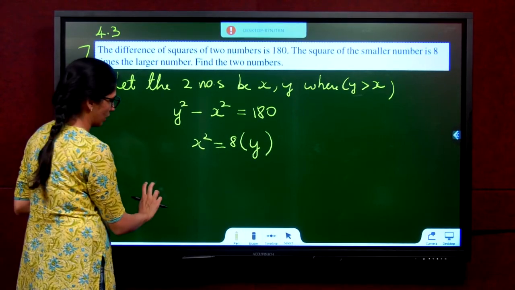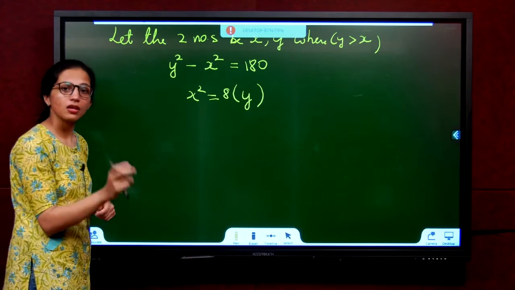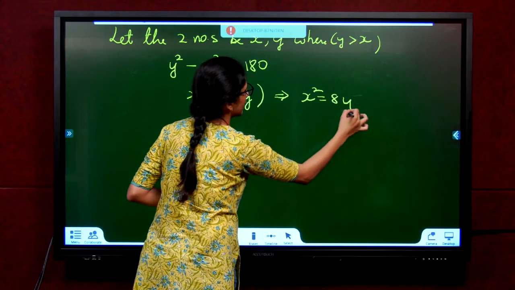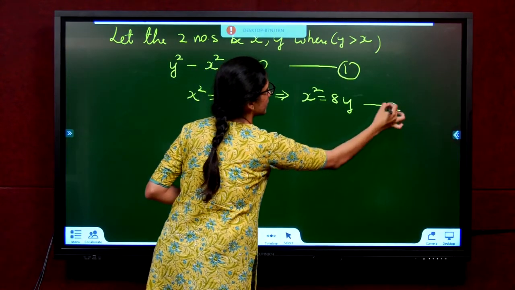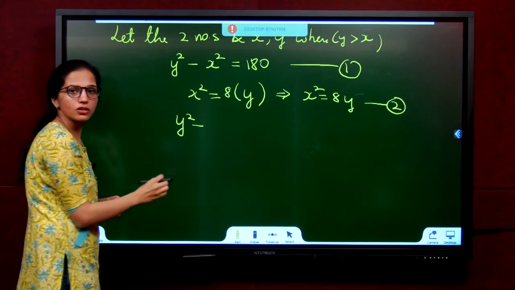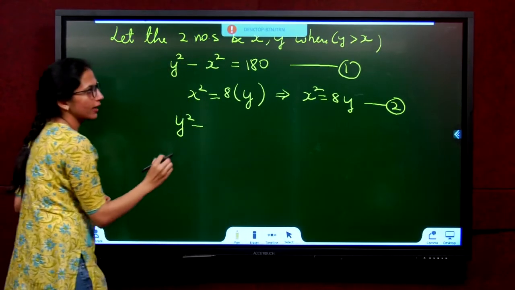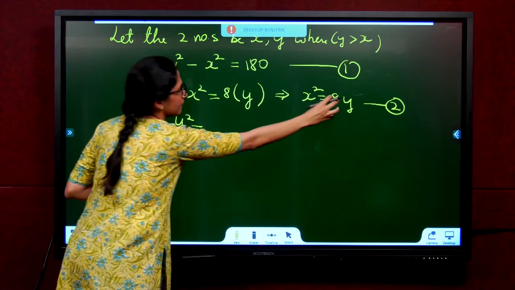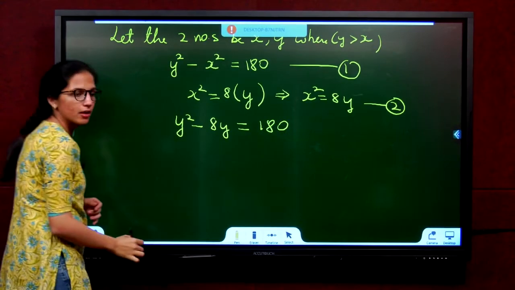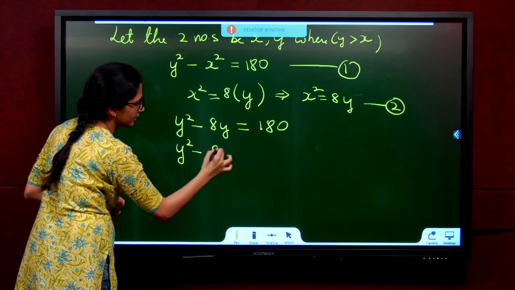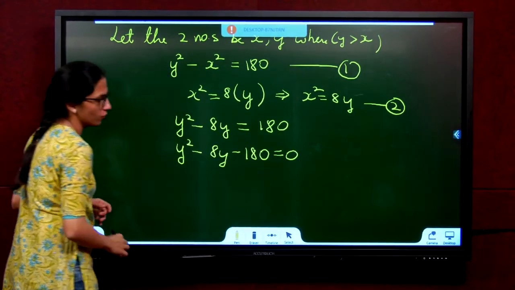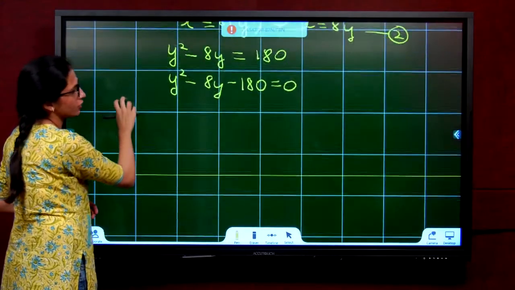How do we solve this question now? Quadratic equation means only one variable. So you have to substitute. This is nothing but x² = 8y. Let's call this equation 1, and this equation 2. See here, y² − x². In the place of x², can I put 8y? See, x² is here. I'm just taking 8y and putting it here. y² − 8y = 180. So what happens next? y² − 8y, if 180 comes this side, − 180 = 0. We have our quadratic equation. We have to solve this now.